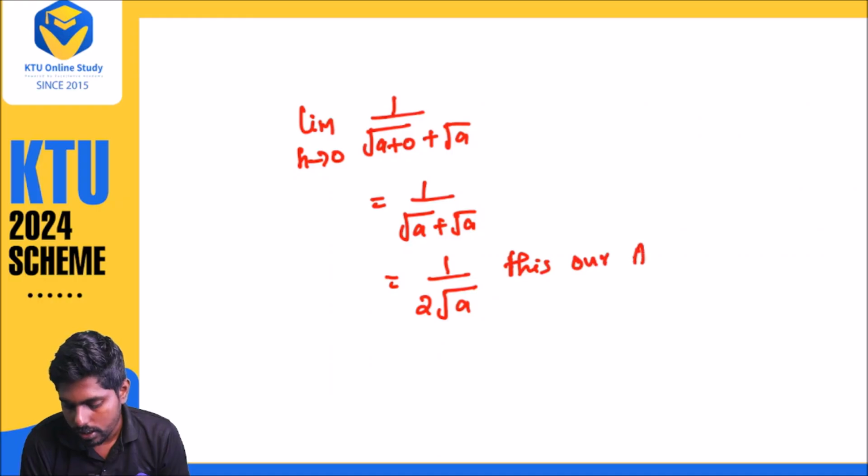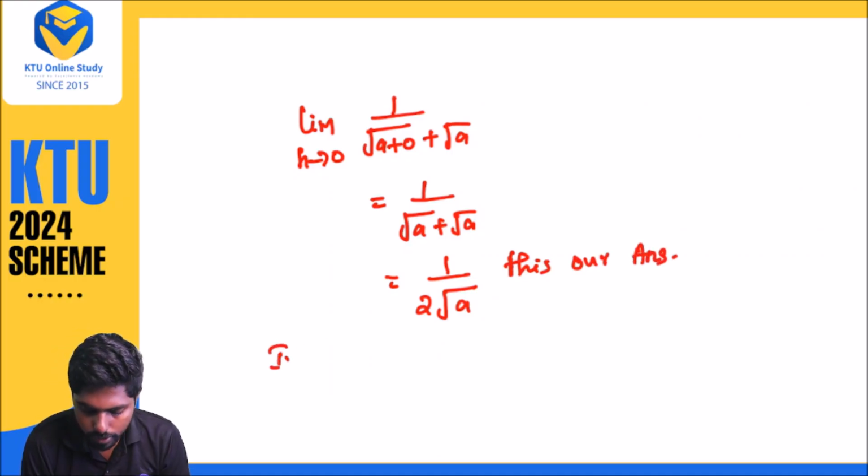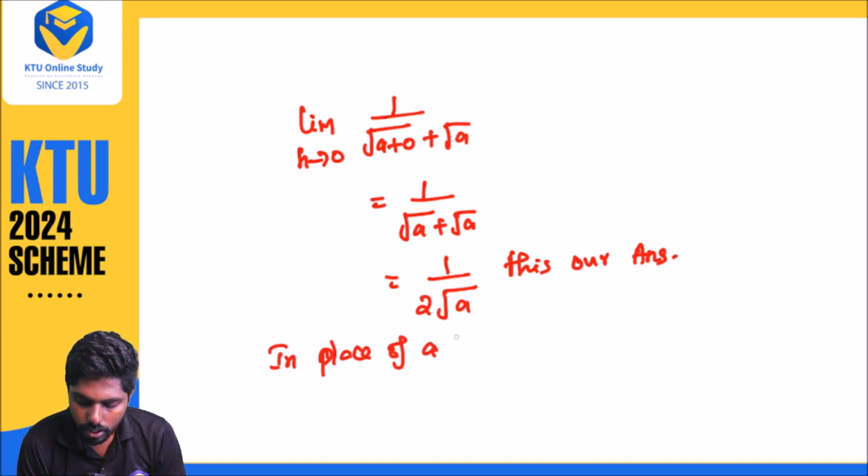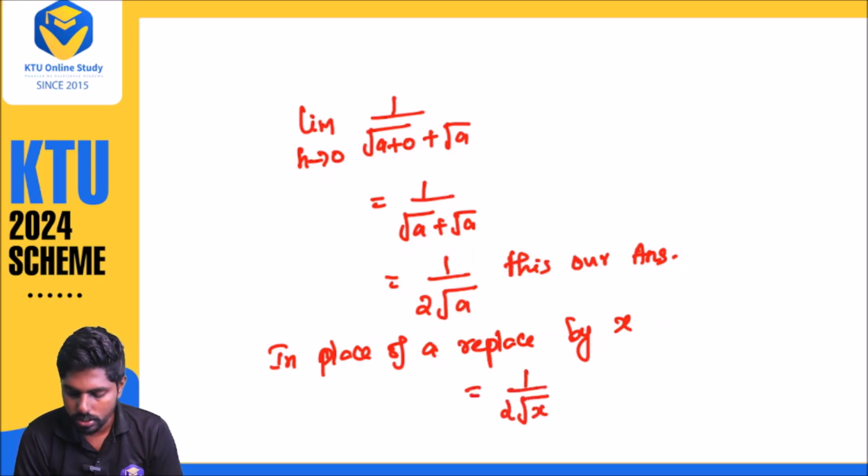This is our answer. In place of a you can replace it by x, and you will be getting 1 by 2 root x. So this is your answer.